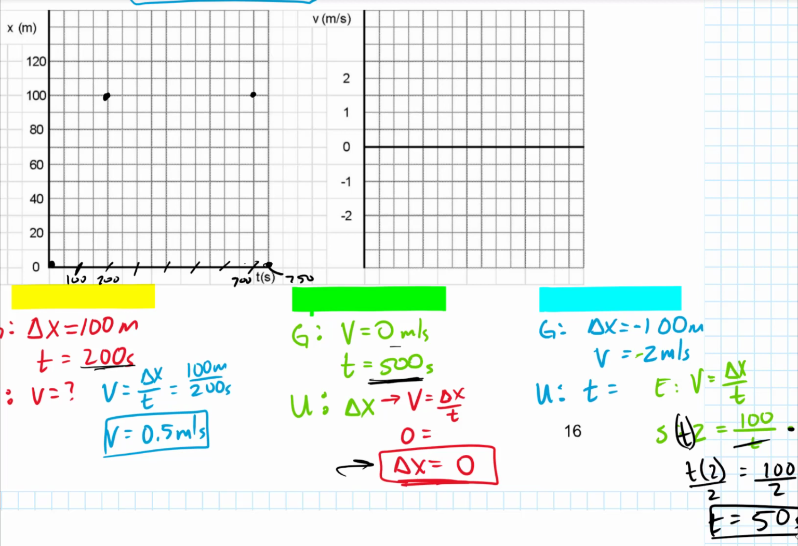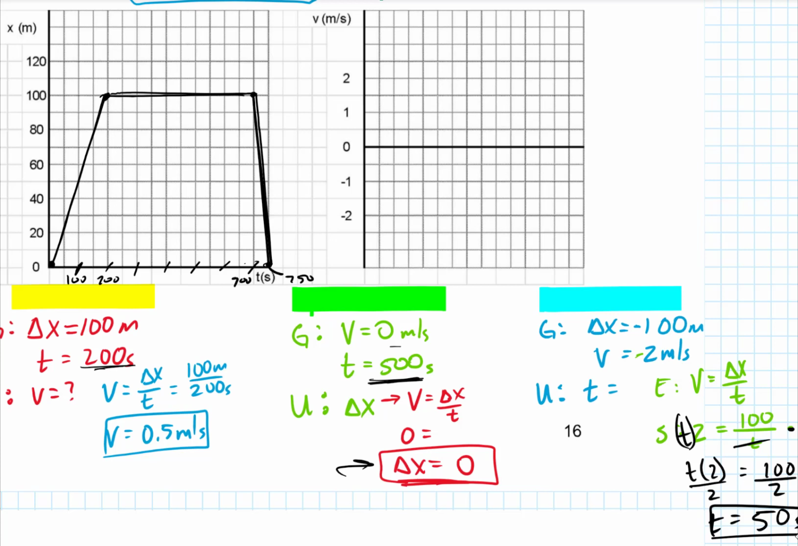So our graph looks like first section 0 to 100 in 200 seconds. Second section 100 to 100 in 500 seconds because we're not going anywhere. And then our last chunk, we're going from 100 back down to 0, that's that negative thing, in 50 seconds. So there's our graph for that motion.